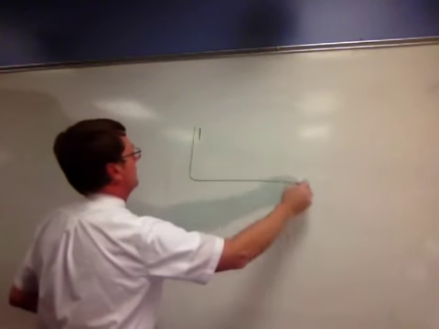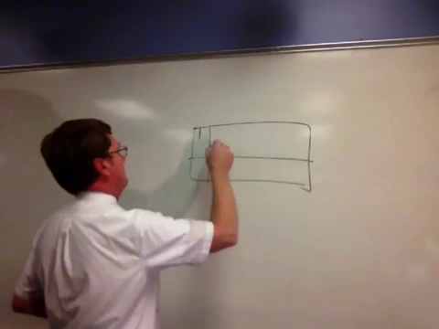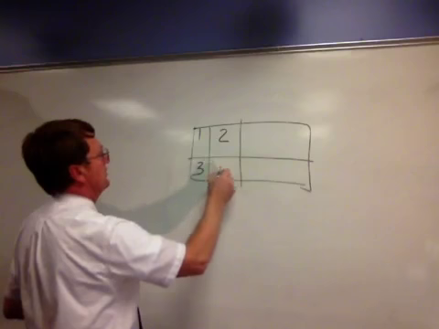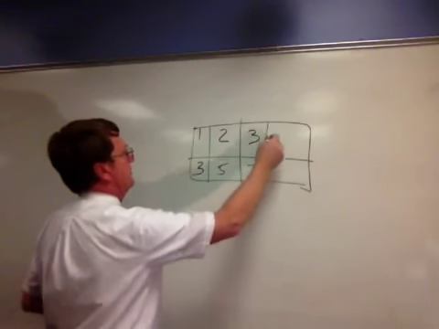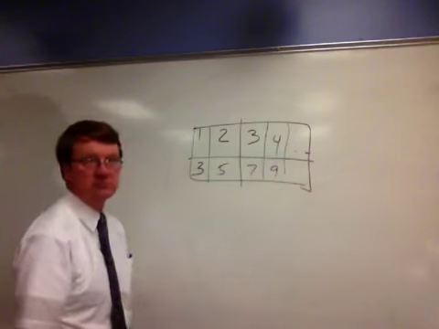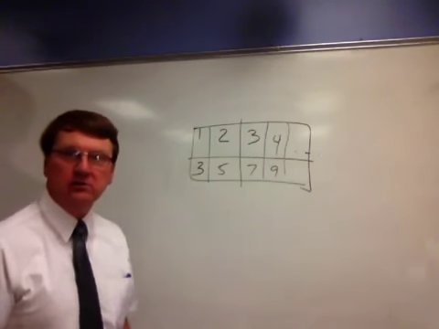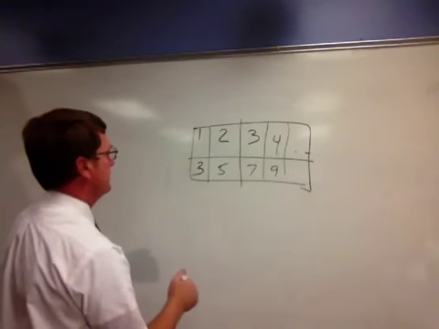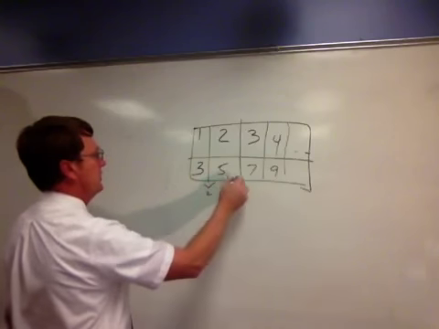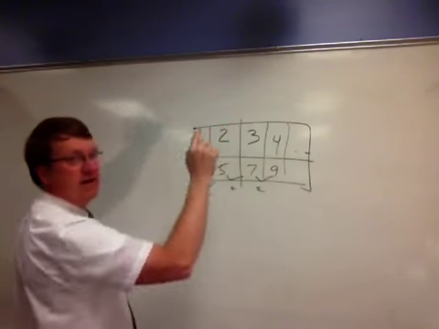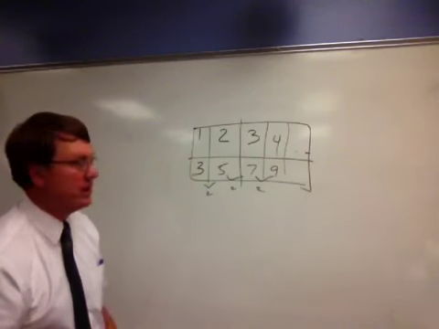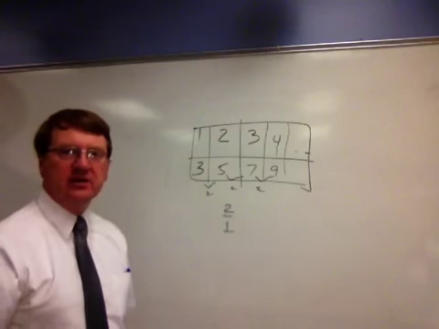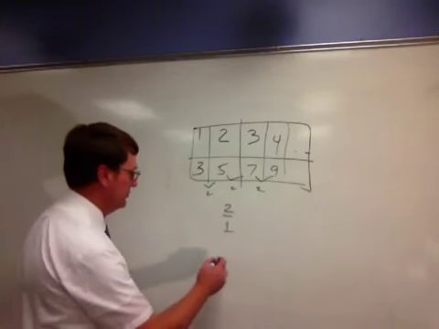Suppose 1 goes with 3. 2 goes with 5. 3 goes with 7. 4 goes with 9, etc. They don't go up by 1. They go up by 2. Every time you make a jump, you go up by 2. Here's a jump of 2, here's a jump of 2, here's a jump of 2. Every time I go up 1, it's a jump of 2. That's slope. Jump of 2 over 1. Now we hardly ever write 2 over 1 because it's just easier to write 2.